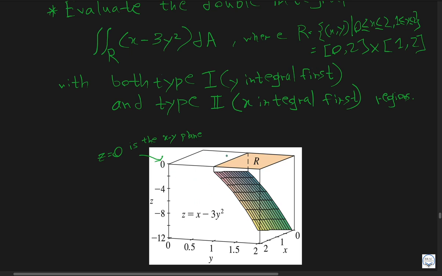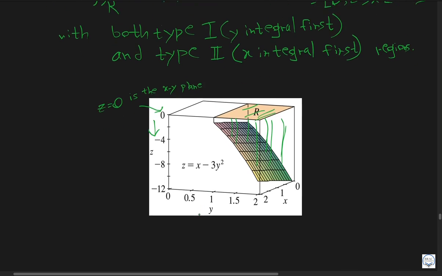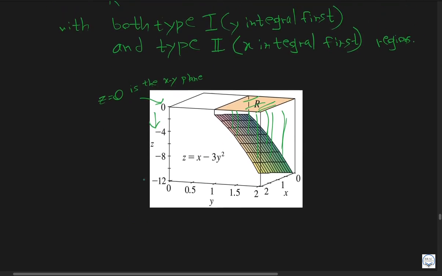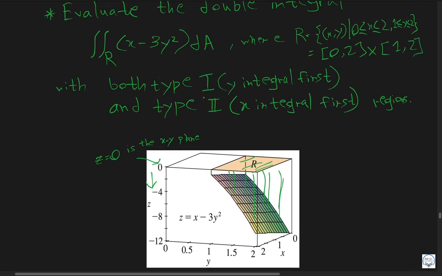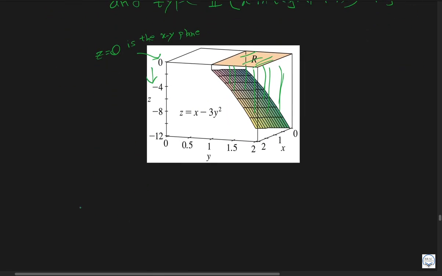Now this is the graph of a three-dimensional graph of z, and this is actually z equals to 0. Z equal to 0 is the xy plane, and you can see that the surface actually lies below the z equal to 0, or below the region R. It lies below the region of integration, and therefore this volume will come up as negative. Once we do the integration, we'll have a negative value, and z obviously decreases as we go downwards.